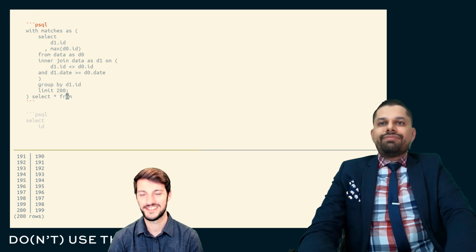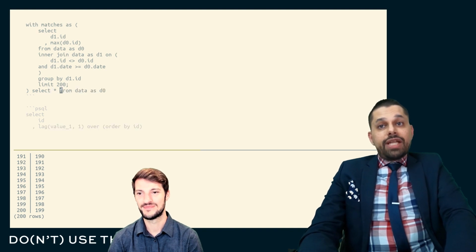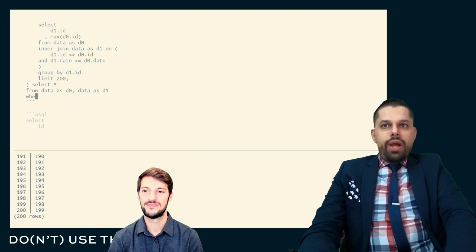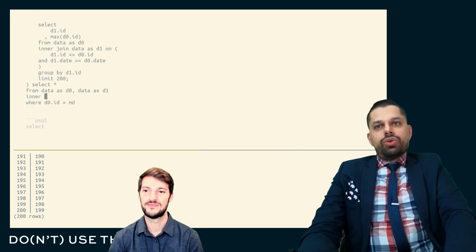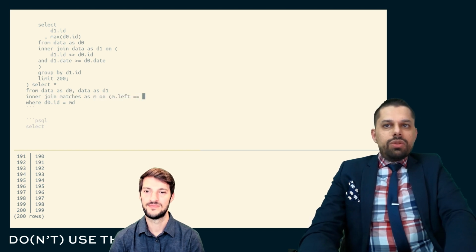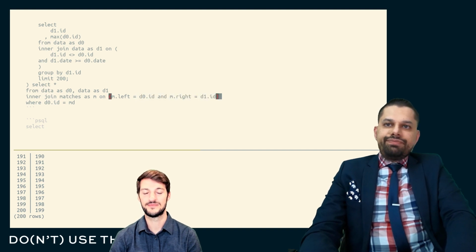Select star from data as D0, and we can inner join on, actually we can just do this as a simple from clause, data as D1, and we could say where D0.ID equals, and we'd have to join this, inner join matches on M dot the left-hand side equals D0.ID, and M dot the right-hand side equals D1.ID. So we can do this here.